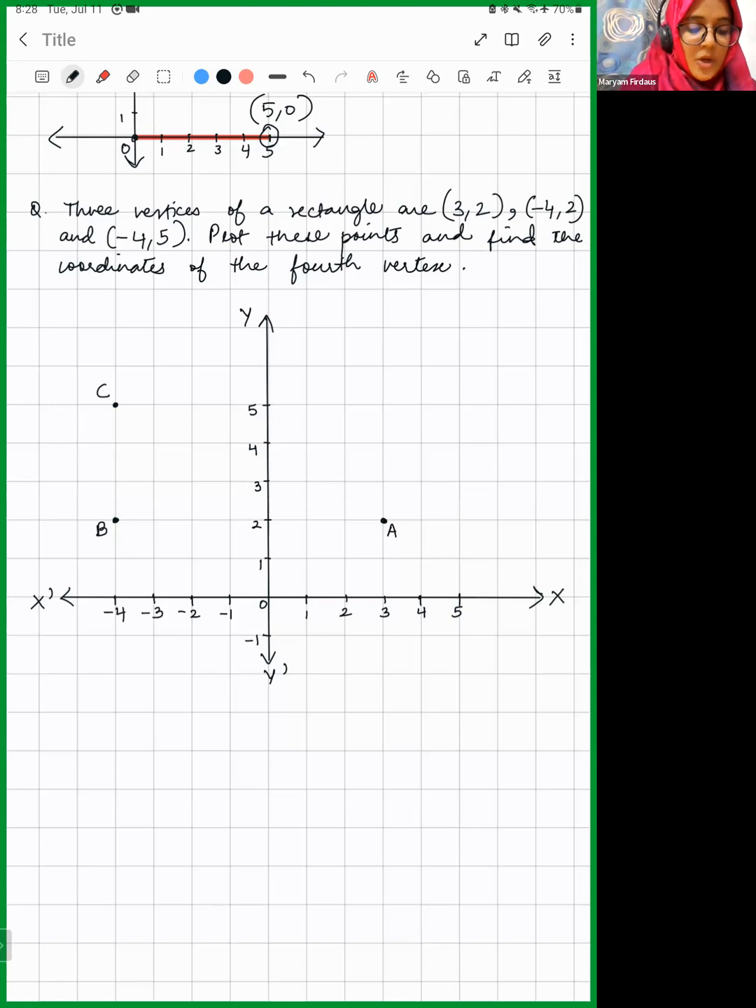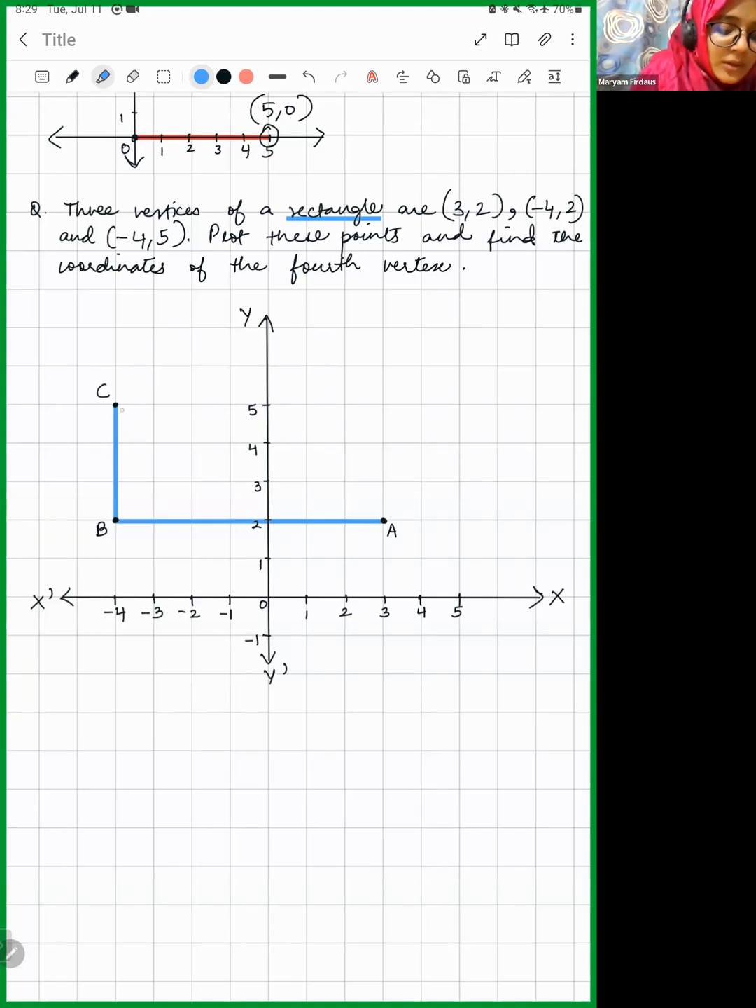Okay, anyway, let's continue. So now you have to find the coordinates of the fourth vertex. Where do you think it will be? What do you think will be the coordinates of the fourth vertex? Let's make a rectangle out of these because it says these are the vertices of a rectangle, right? So let's join the lines. It will be 3, 5.